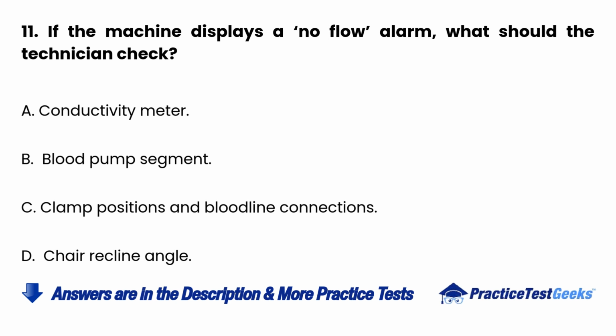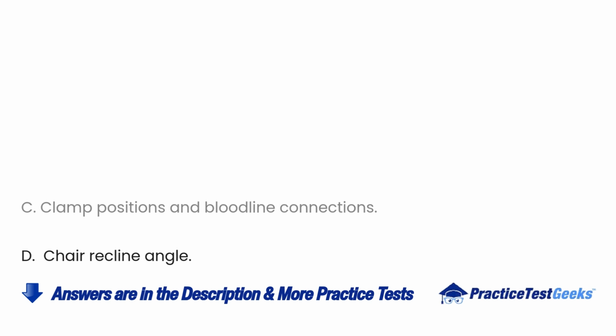11. If the machine displays a no-flow alarm, what should the technician check? A. Conductivity meter. B. Blood pump segment. C. Clamp positions and bloodline connections. D. Chair recline angle.